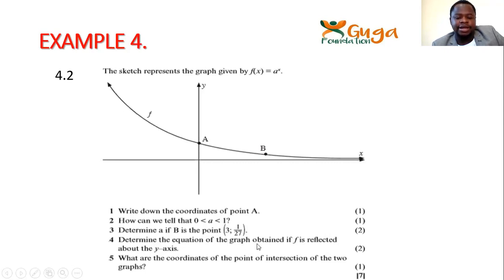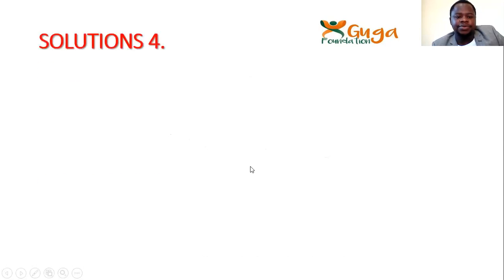Determine the equation of the graph obtained if f is reflected in the y-axis. Okay, this is the y-axis, so if you reflect this graph, it will be on this side, right? Then the coordinate of the point of intersection will also be at A. Okay, let me take you through the solutions.